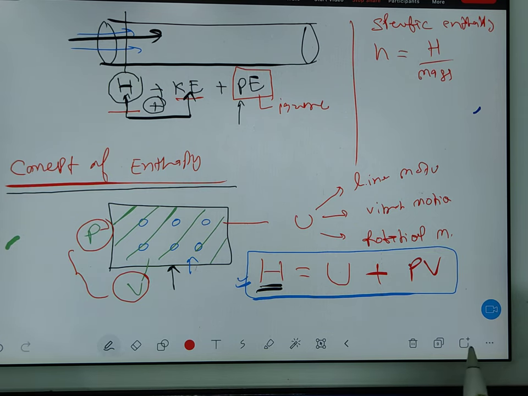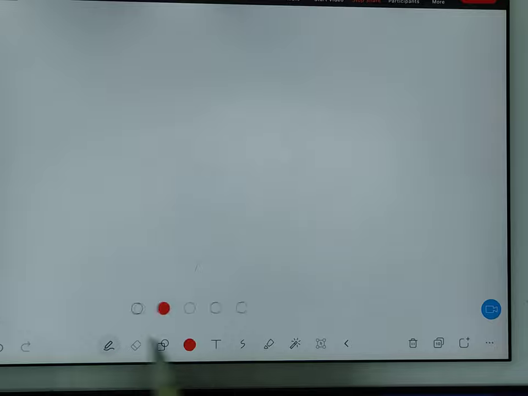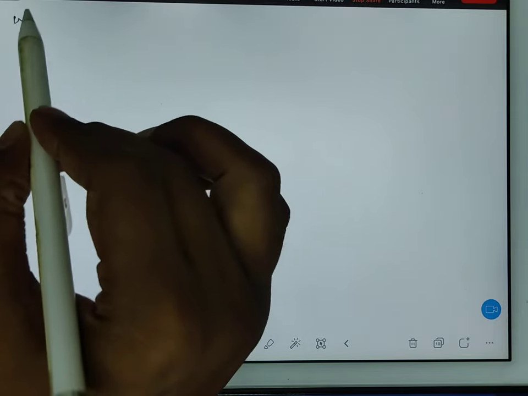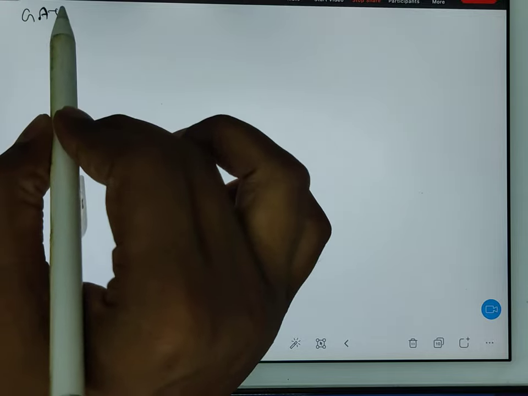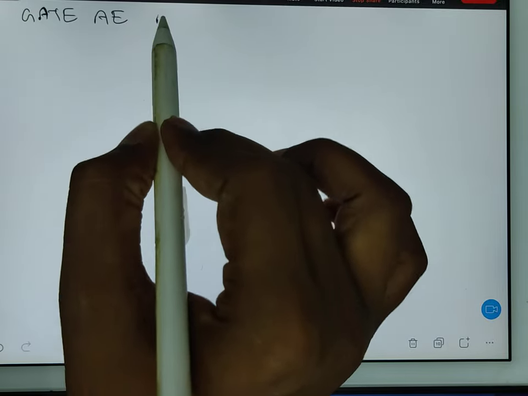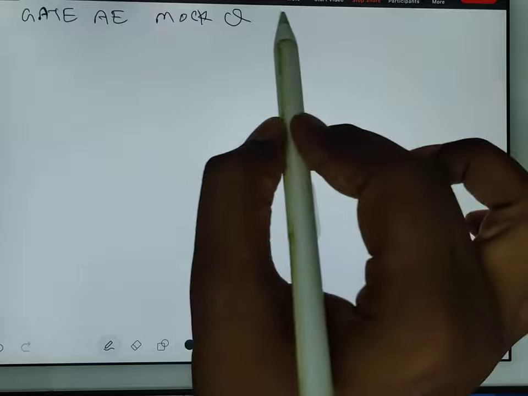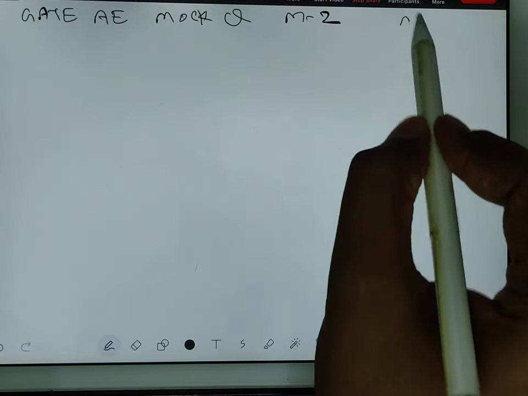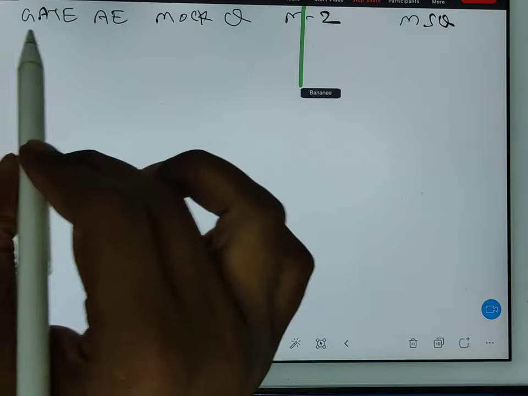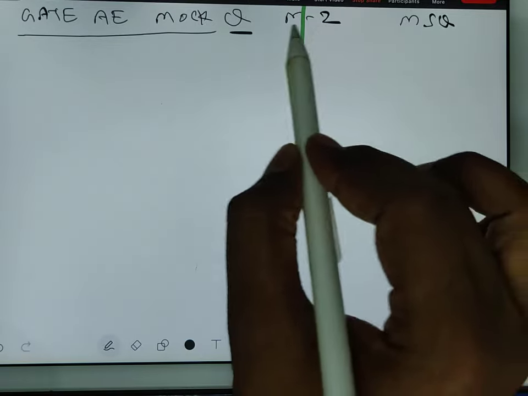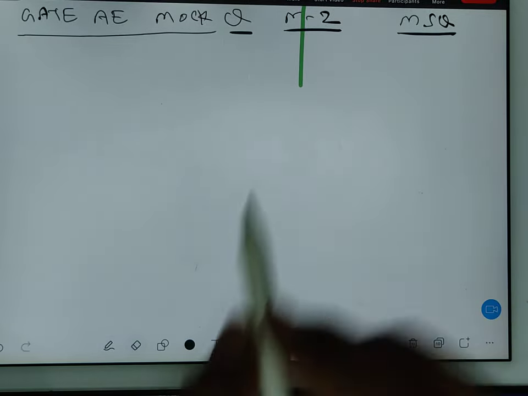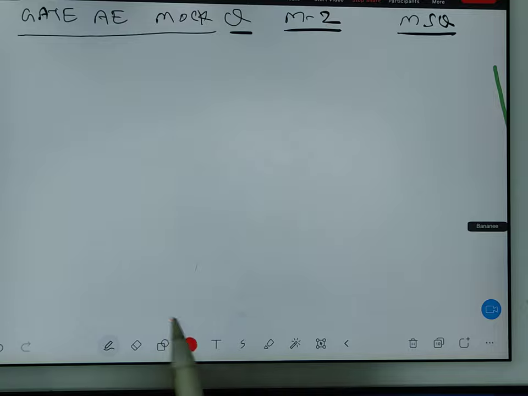I am changing the page. This is a GATE AE mock question, 2 marks MSQ. This question is not in the test series, this question I am giving separately.